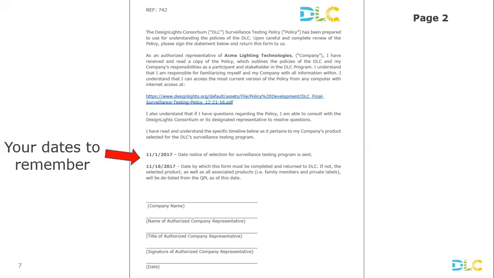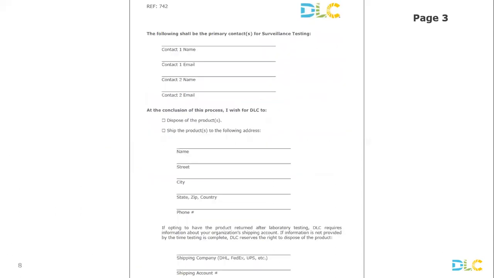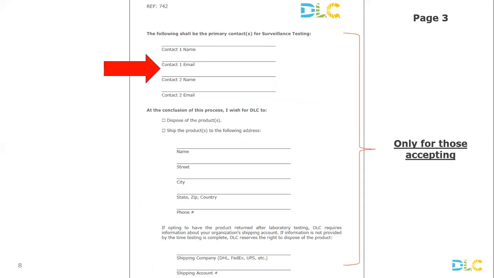These are your dates to remember. There's who should be the contact for surveillance testing. Please place 2 contacts here if possible in case we're not able to reach one. And then if you want the product shipped back, you can clarify that here and provide an address, a shipping company, and a shipping account number. Or if you would like the product disposed of, we can do that as well. Again, this is only for those that are accepting.